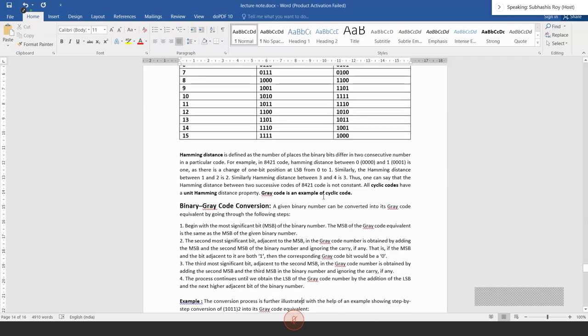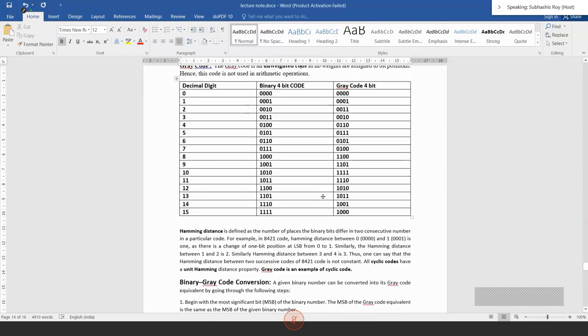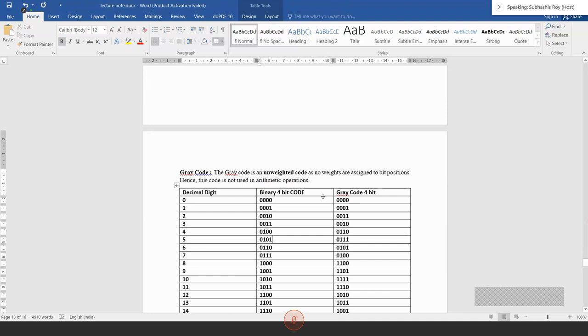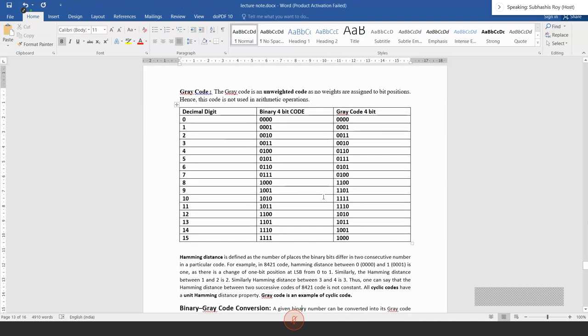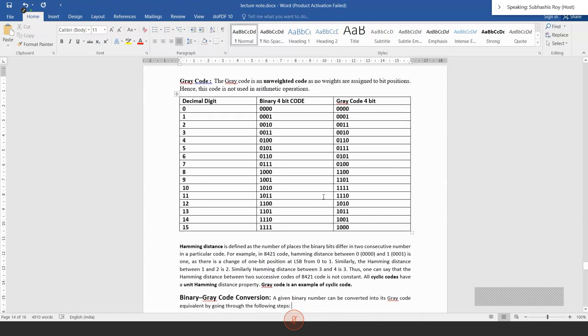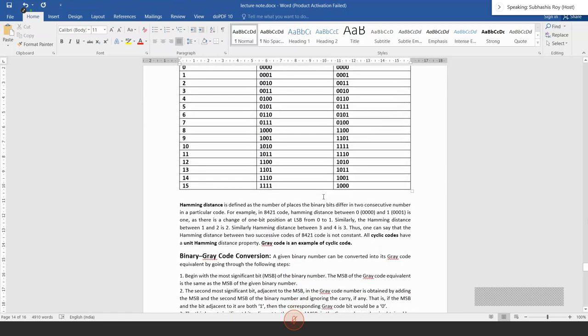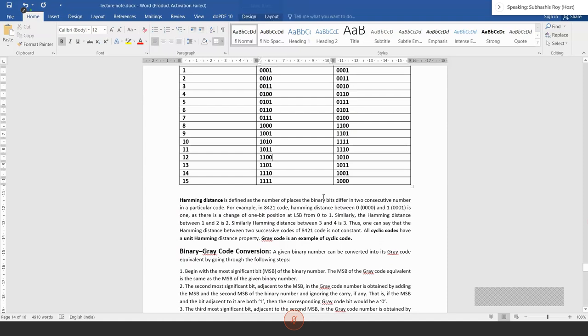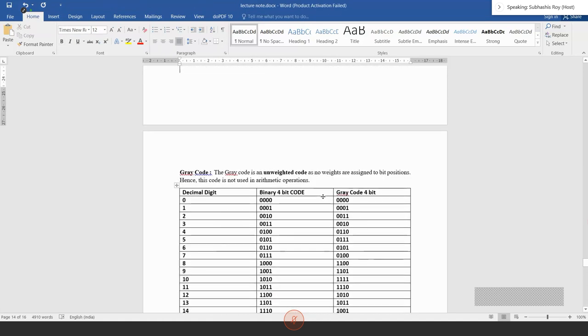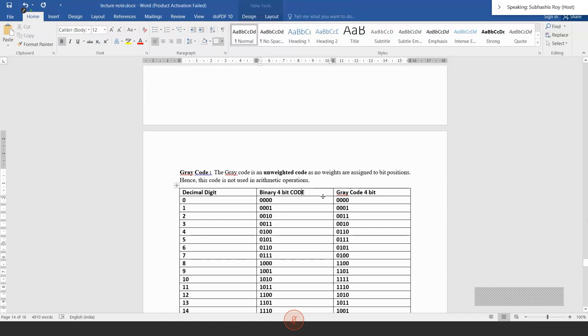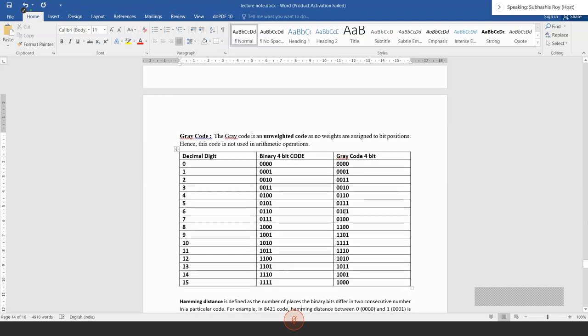So the concept is that I am introducing the cyclic code concept here because gray code is actually a cyclic code. Among all these codes, only the gray code here is the cyclic code. You can check by yourself. So gray code is the example of a cyclic code. The gray code is not a weighted code, but it is cyclic. That means it is not used in arithmetic operations, but it is used in other kinds of applications. We'll see where it is used.